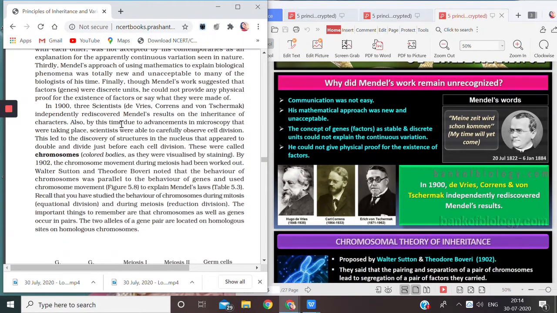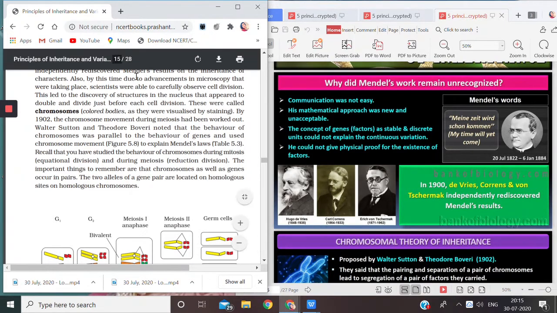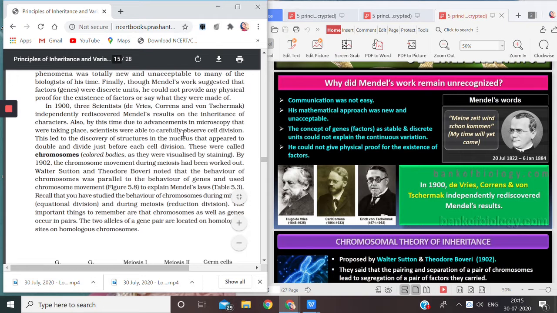Also by this time, due to advancement in microscopy, scientists were able to carefully observe cell division. Because this was the time of 1900 and many years had gone since Mendel, new discoveries were coming on, advancements of technology were going on, so microscopy also came into existence, and they were able to see cell division. So this led to the discovery of structure in the nucleus. They now could explain the structure of the nucleus.